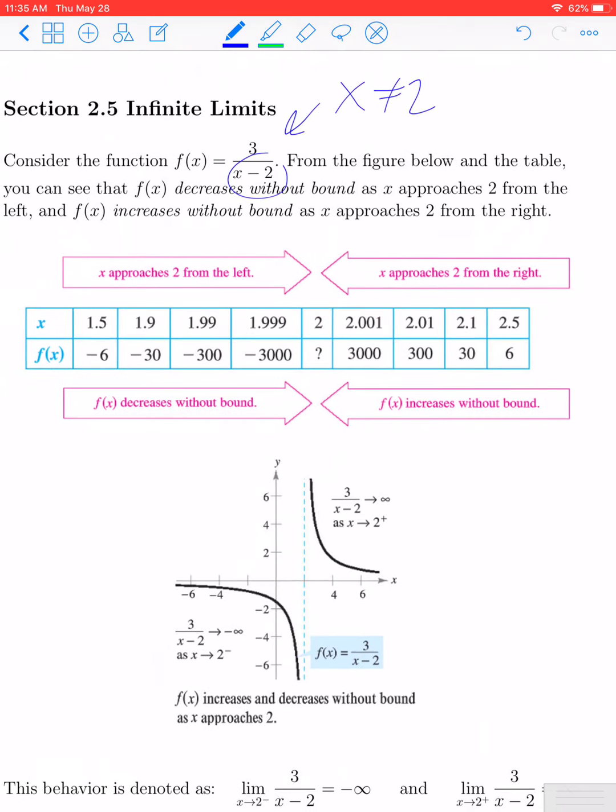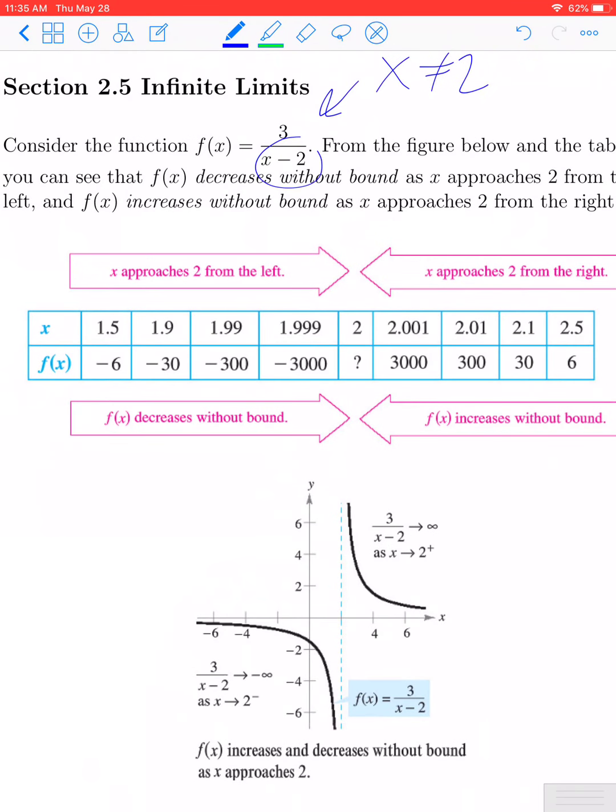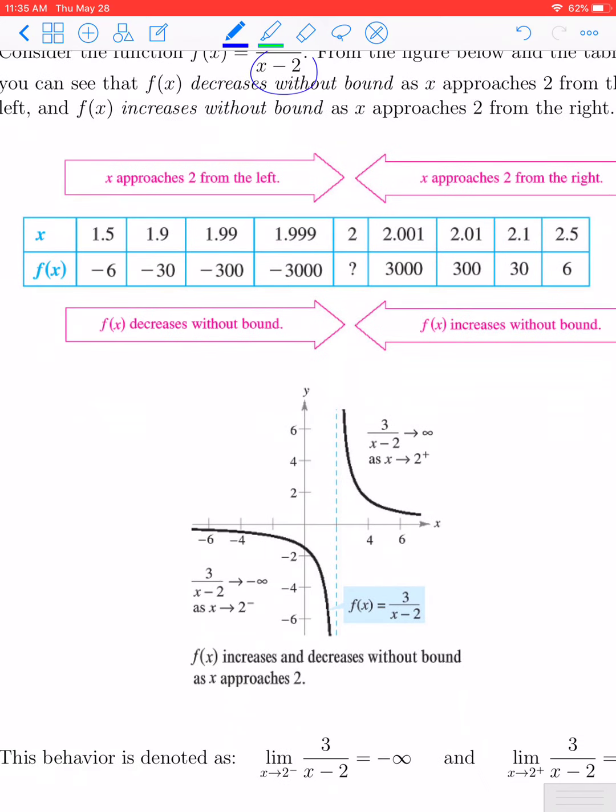Let's see with a numerical approach what happens to the function values near this disallowed value of x equals 2. So on a number line, if we approach 2, first coming from the left-hand side, these would be approaching values of 2 that are slightly less than 2. So we could take a sequence of x's like 1.5, 1.9, 1.99, etc. One of the things that we notice is that as we get closer to 2, the outputs we get are getting larger and larger negatively and are decreasing without bound.